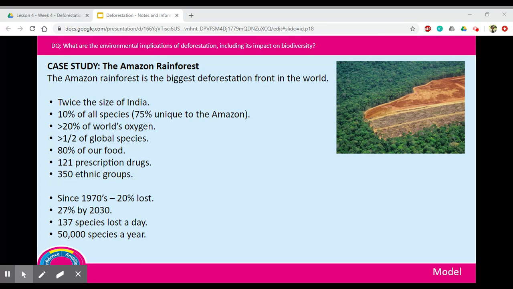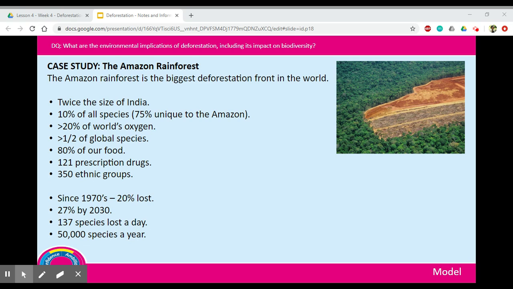Okay, let's have a look at a little case study. The Amazon rainforest is the biggest deforestation front in the world. It's about twice the size of India. It's a huge area. And about 10% of all the species that live on Earth exist within the Amazon rainforest. And 75% of that 10% are completely unique to the Amazon.